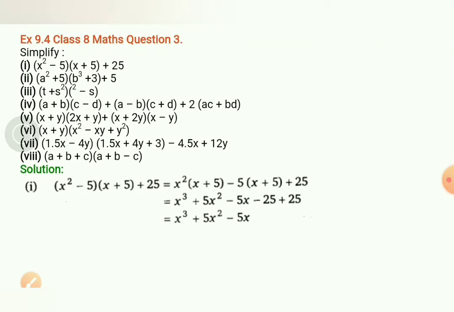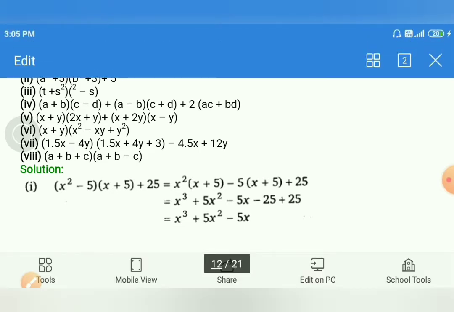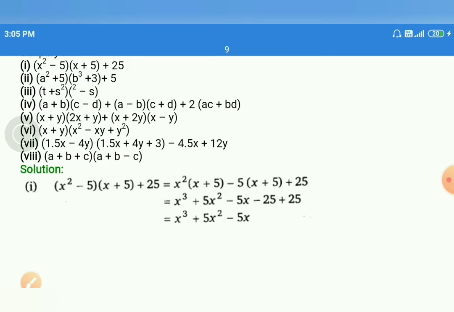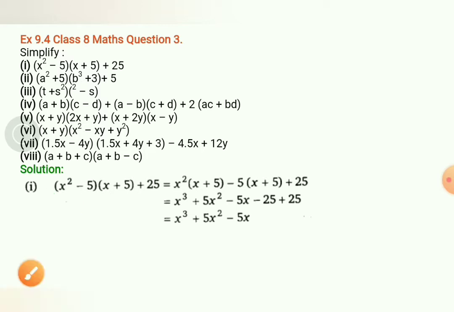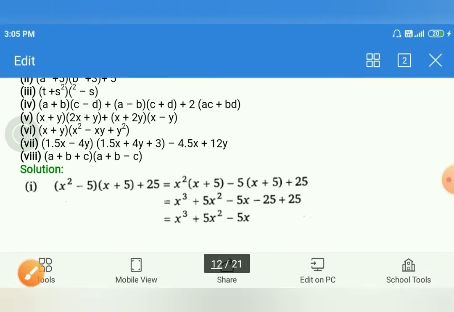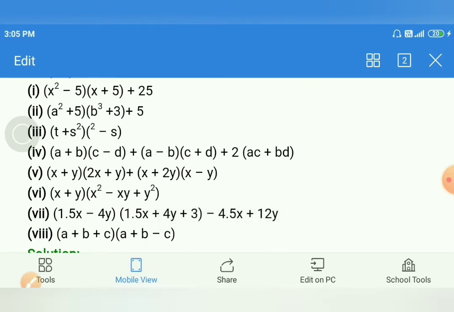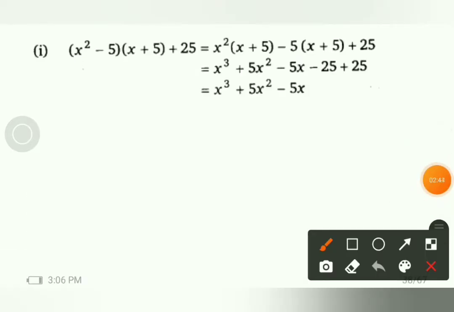You have to multiply two binomials, x square minus x, with x plus 5. So first we will take this x square term and we will multiply the whole with x plus 5. And again we will take the minus 5 term and we will multiply with x plus 5. And then we will add 25 to it. Then we'll get the answer as x cube plus 5x square minus 5x.